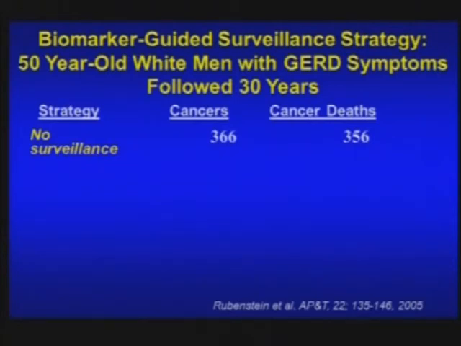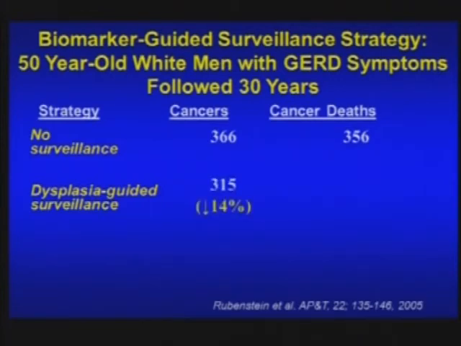During that 30 years, this model predicted that if we did no surveillance, 366 cancers developed, and all but 10 of them died of their cancer. If surveillance is done to detect dysplasia, which is what we do now, only 315 cancers developed, which was a decrease of 14%. And since the cancers were detected early, only 157 of them died of their cancer.